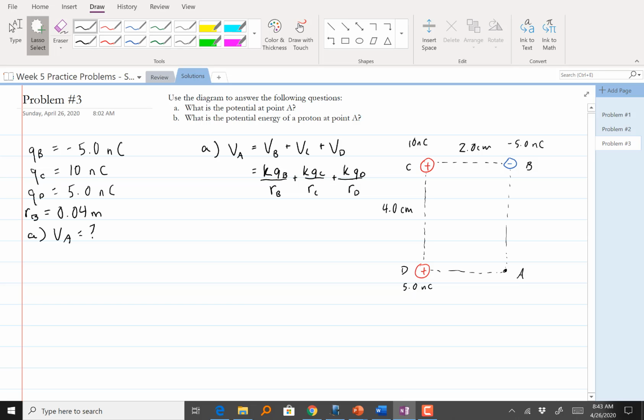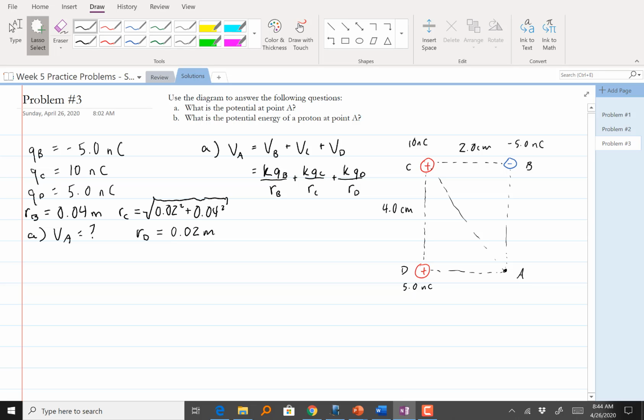For C, this is a little bit tricky because we're looking at the hypotenuse, but it's not too bad, all right, because R_C is just going to be, using the Pythagorean theorem, the square root of the 2 centimeters on the top squared and the 4 centimeters on the side squared to give me a value. And then last, my distance for point D to point A is going to be that 2 centimeters, or 0.02 meters.